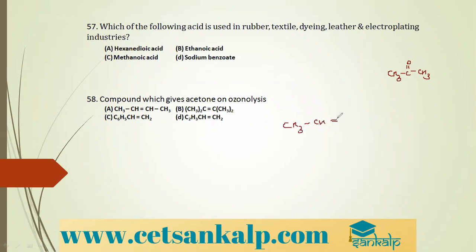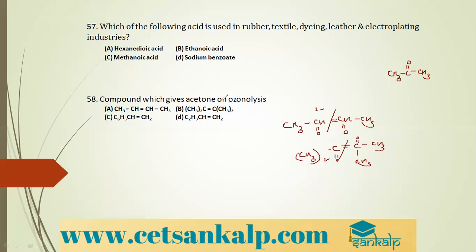CH3, CH double bond CH, CH3. What I have told is break the bond and put double bond oxygen here and double bond oxygen here. So what do I get? Two molecules of ethanal I get. Second option, if you see, CH3 twice, C double bond C, CH3 twice. So CH3, CH3. Break the bond here, double bond O, double bond O.